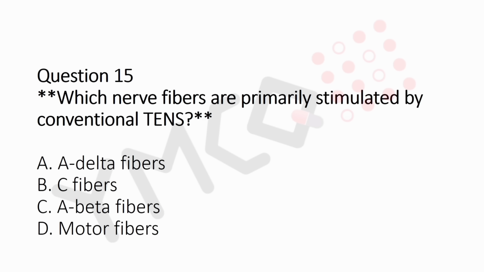Which nerve fibers are primarily stimulated by conventional TENS? Option A, A delta fibers. Option B, C fibers. Option C, A beta fibers. Option D, motor fibers. And the answer is option C, A beta fibers. Now let's move to question number 16.